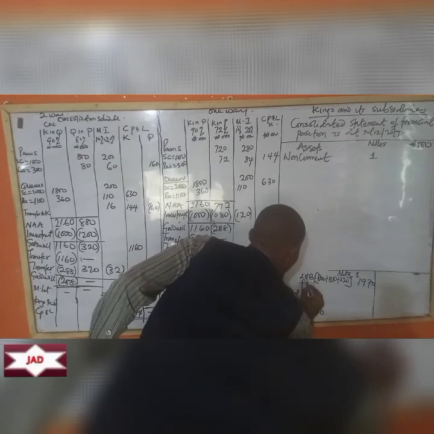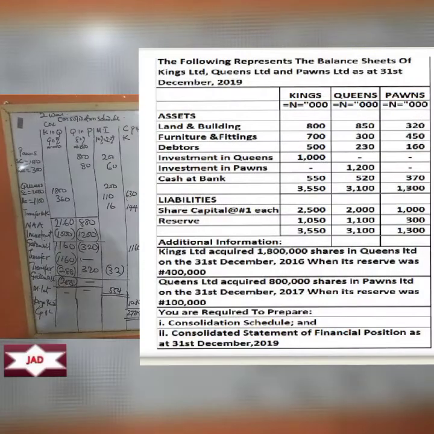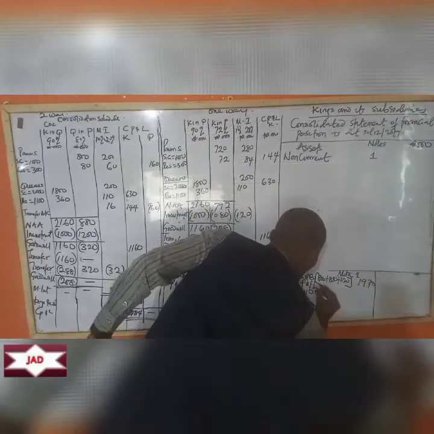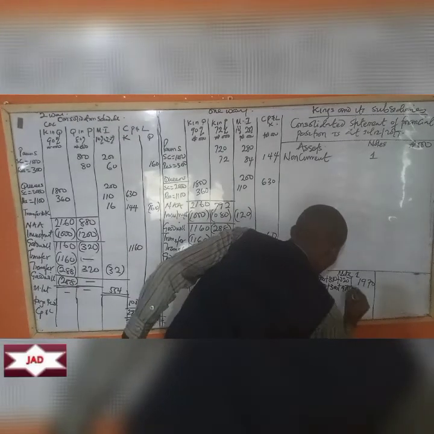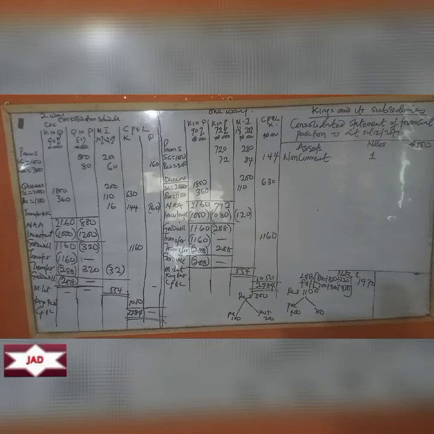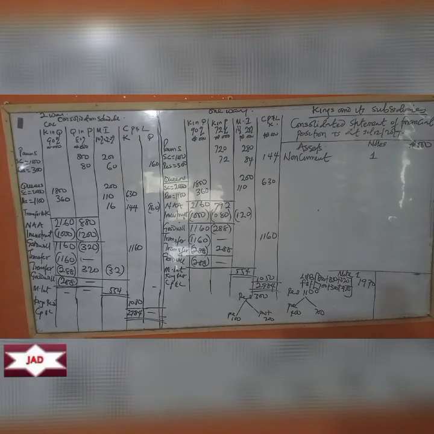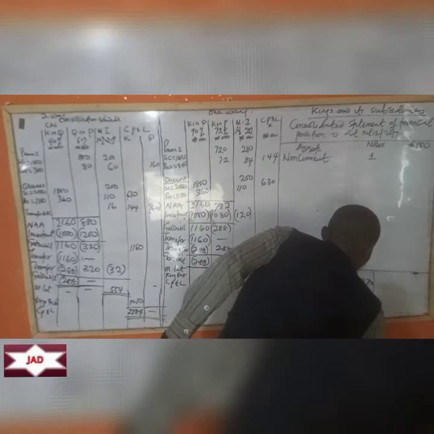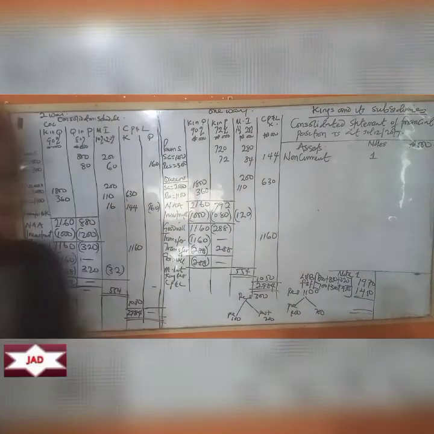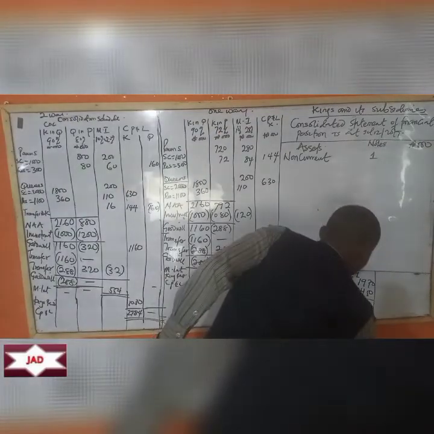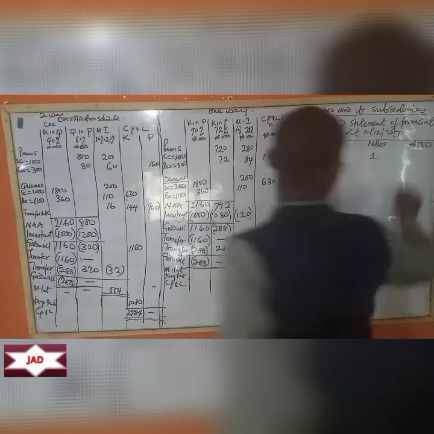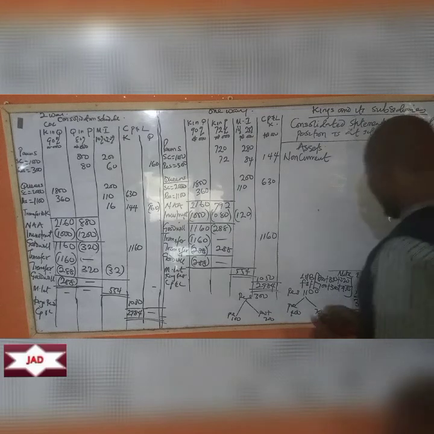So furniture and fittings, that's the next one. What do we have? 700, 300, 450. So you add up, what do you have? 1450. So you have 1970 plus 1450. 3420. So you have 3420.